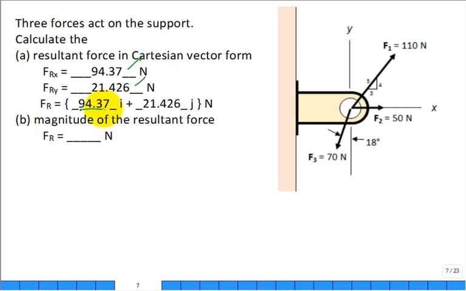So this is our final answer. You take a look at it. This is a pretty strong force, and this is 50 newtons. Yeah, it's going to probably pull it more in the positive x direction.